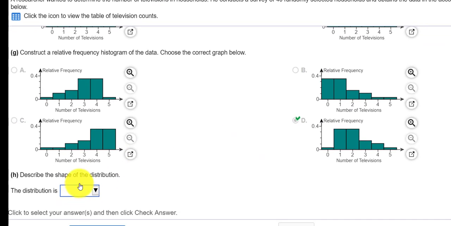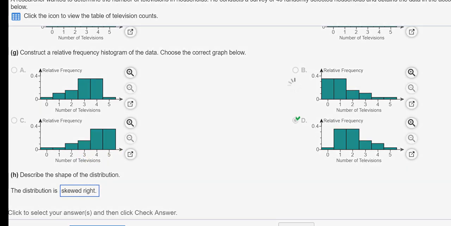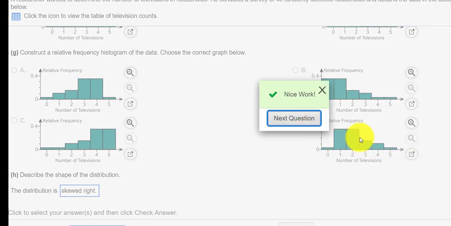And then it says describe the shape of the distribution. I think this is probably a little bit skewed to the right. And I press check answer, right? Because it kind of tapers off to the right.